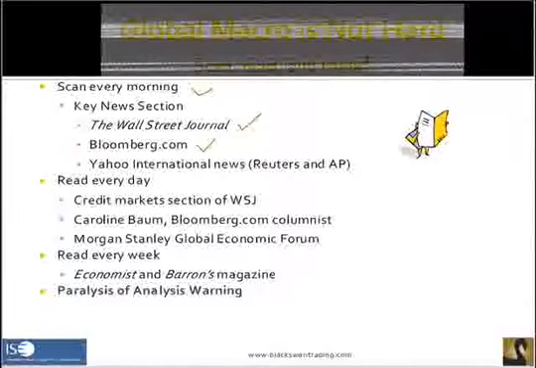Bloomberg.com, we do the same thing. We just scan that front page. When we do our currency currents in the morning, currency currents is our global macro view that we provide free every morning that you can get on our website. Part of those top news items, we grab just from the scanning process that we do normally every day. Yahoo International News, it's a great place. They have Reuters News, they have AP News there. If you go to Yahoo International News, they'll have top Reuters and AP stories for international.